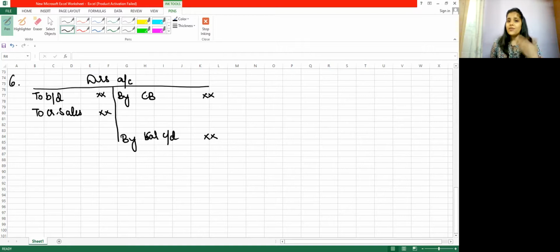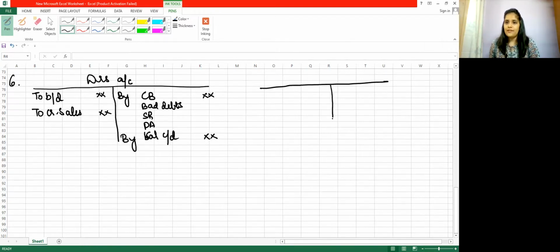Now, apart from these, there can be other items in the debtors account like bad debts, sales return, discount allowed. So whatever other items will be there that you will know. Now, along with debtors account, there is another account called bills receivable account.